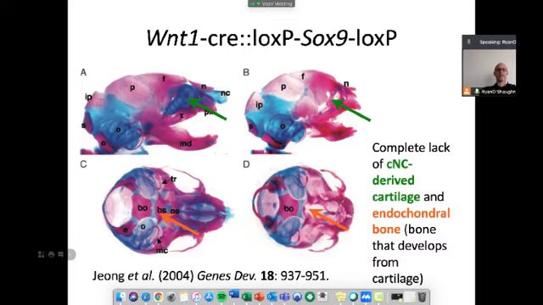If we then do, if you like, the inverse experiment and get rid of SOX9 in these Wnt1 Cres, we get complete lack of neural crest-derived cartilage and endochondral bone. So here we have the same stain, our same pink and blue stain. Blue is bone, pink is cartilage, and we lose specifically the cartilage and bone that comes from the cranial neural crest cells.